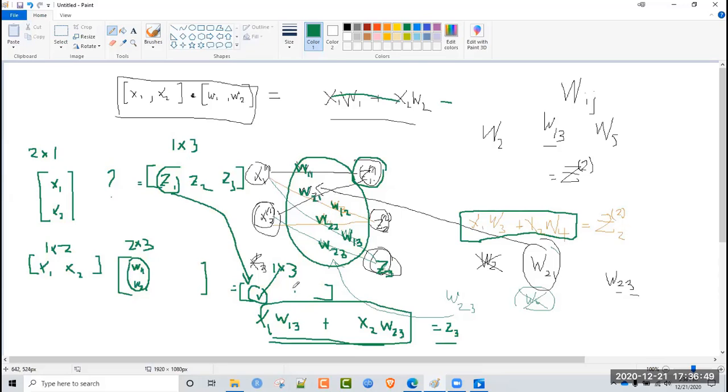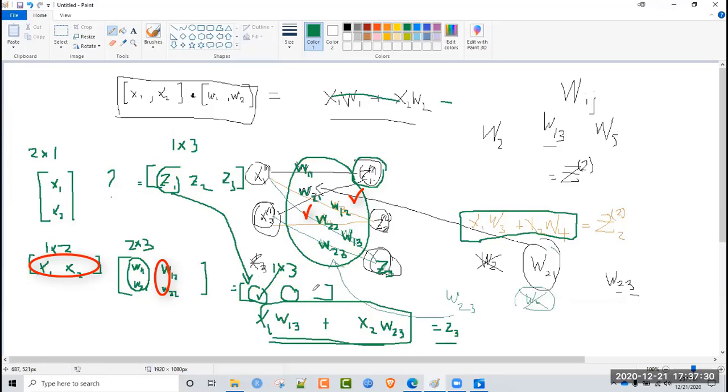Now, how about for this element? Well, this is supposed to be Z2. So what's the Z2 calculation? W12 and W22. Z2 is W21, sorry, you're right, W12 and W22. So what should be here? W12. W12, and what should be here? W22. Okay, that sounds good.